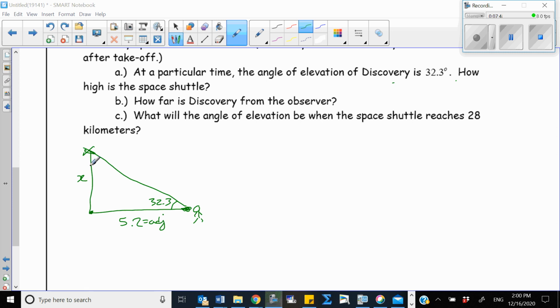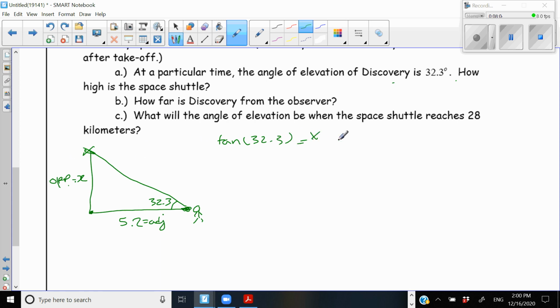Adjacent side is here, and this is opposite side. Now, opposite and adjacent is what I'm working on. Using these two, I can make my tangent function. 32.3 is equal to the opposite side, which is x, over the adjacent side, 5.2. And then we solve this for x. I'm going to leave that for you.